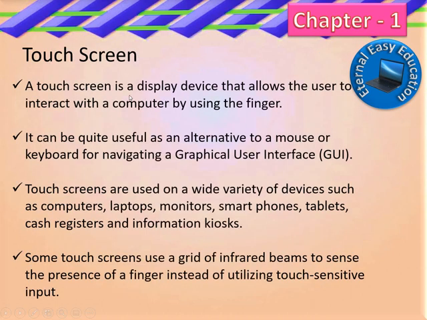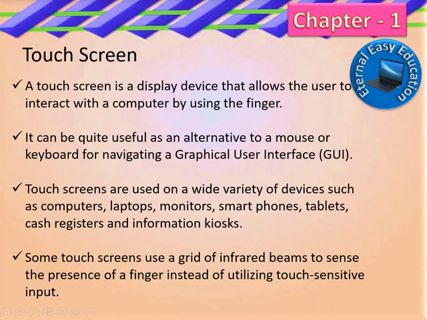Touch screen. Touch screen is a display device that allows the user to interact with the computer by using the finger. So instead of light pen, we can directly use our finger to touch the screen. It can be quite useful as an alternative to a mouse or keyboard for navigating a graphical user interface. Best example is our mobile device, the smartphone, which is operated by our finger.